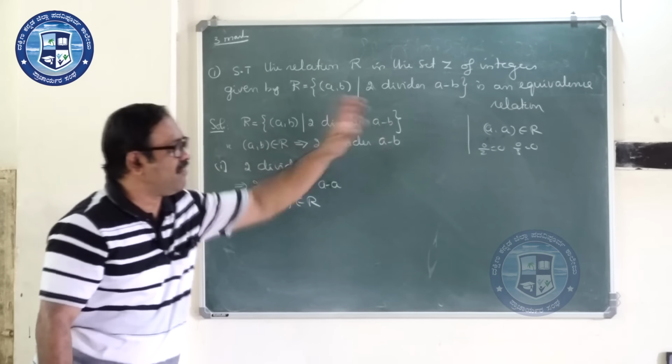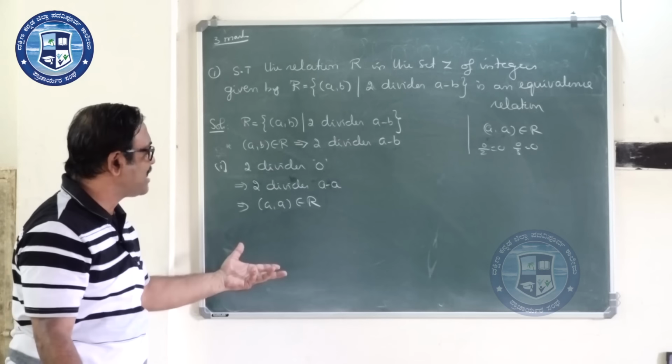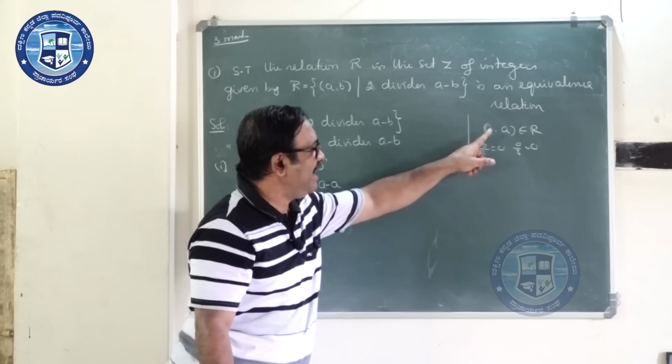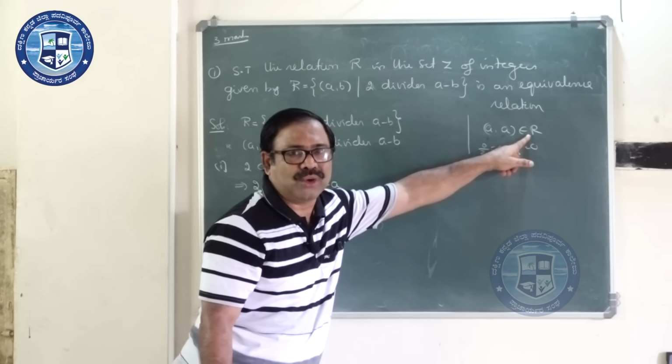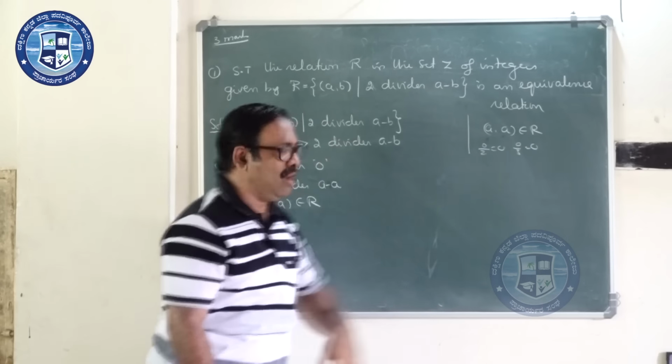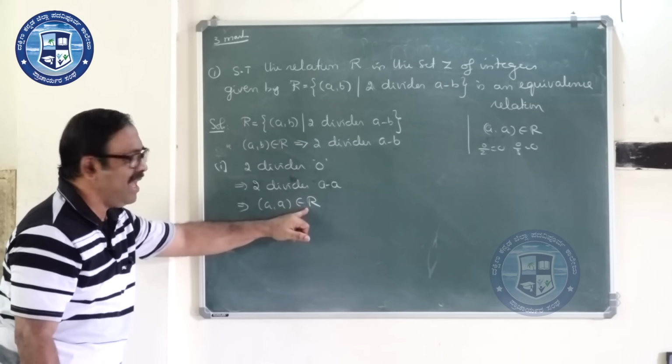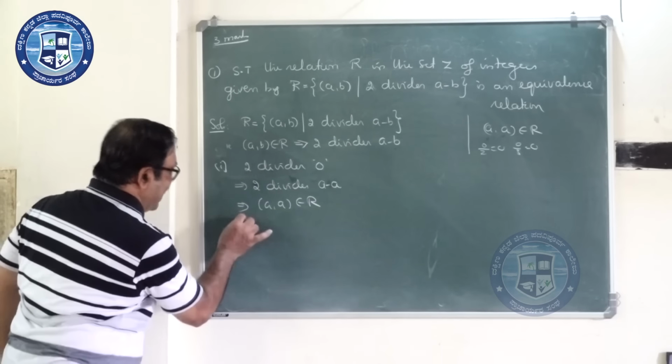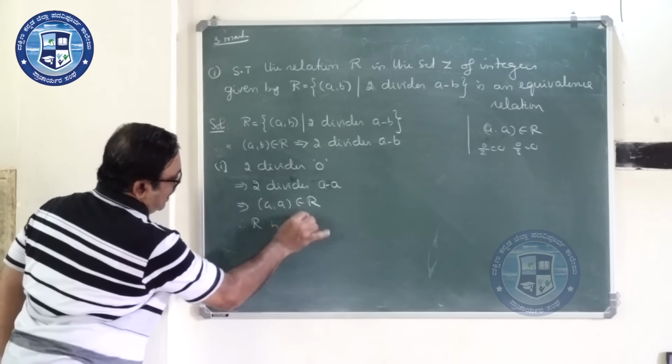Now, just to refer to the definition. What is your reflexive definition? For all A, (A, A) belongs to R. So, (A, A) belongs to R. Therefore, R is reflexive.